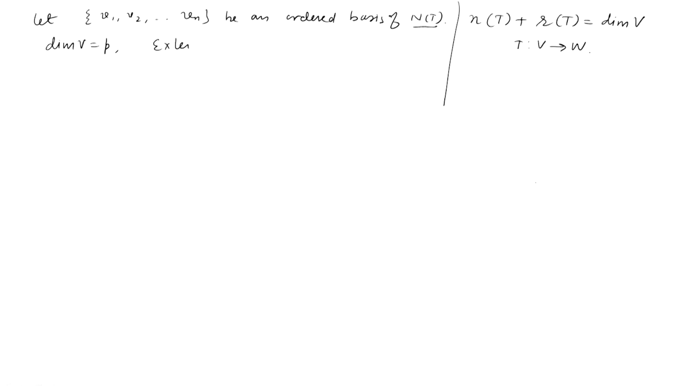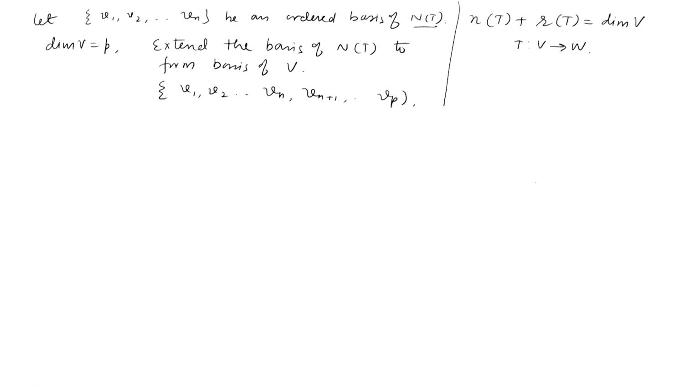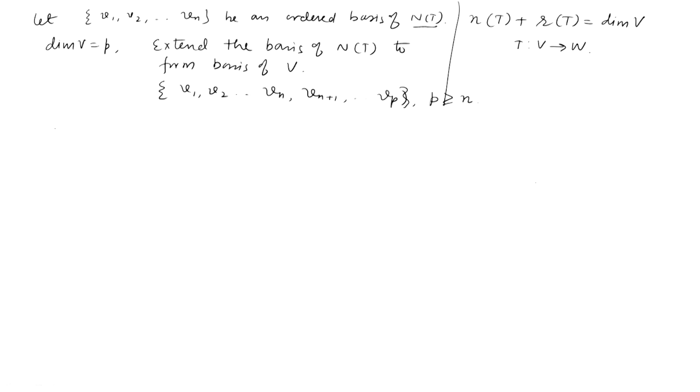So, extend the basis of N(T) to form a basis of V. Let us suppose this is a basis of V, where of course P is greater than or equal to n. Now let us consider a set S, which is nothing but T of Vn plus 1, T of Vn plus 2, and so on up to T of Vp.